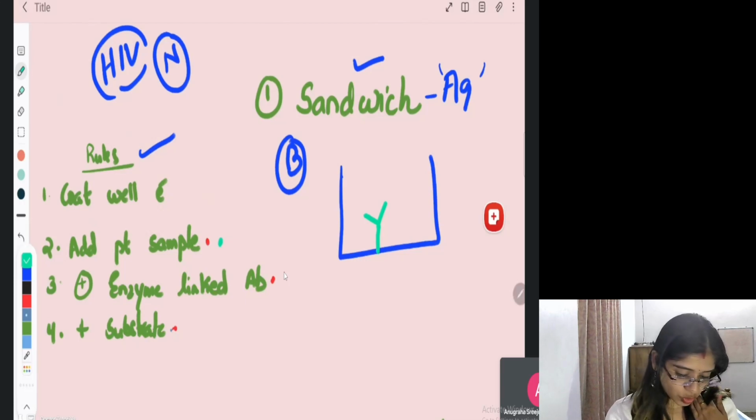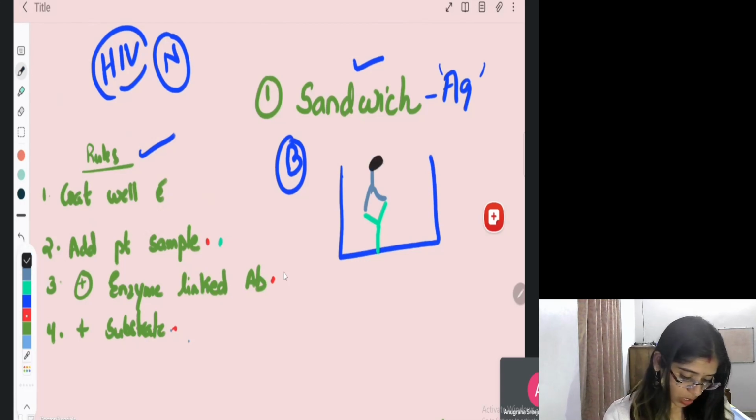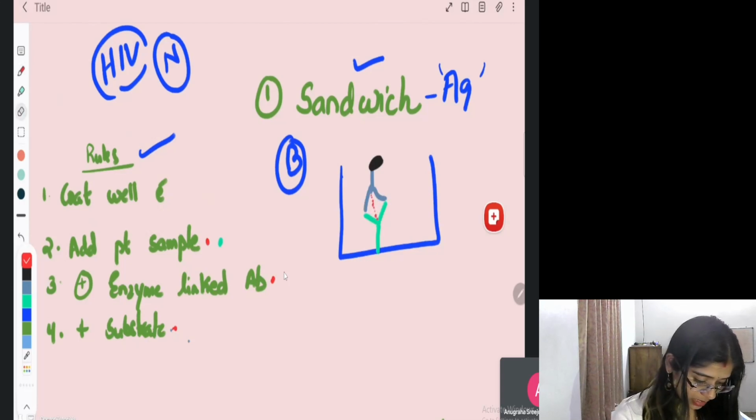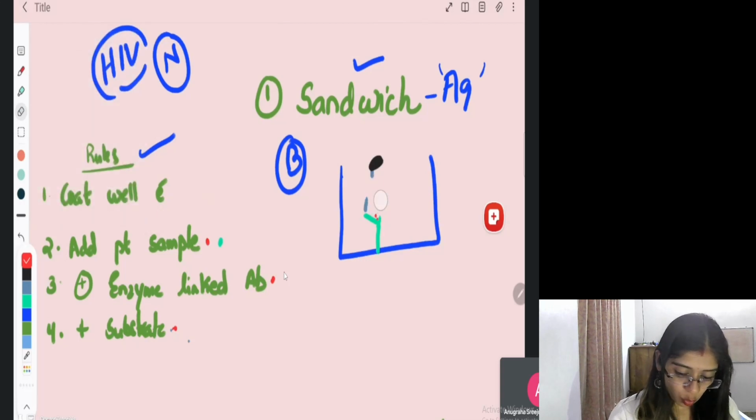Enzyme-linked antibody. So I'm drawing an enzyme-linked antibody. Now tell me, will these two antibodies form a bond? No, antibodies and antibodies won't usually form a bond. They repel. As I told you, after every step you're washing. So after adding enzyme-linked antibody, there is no bond being formed, and when you wash, this enzyme-linked antibody will be washed away.